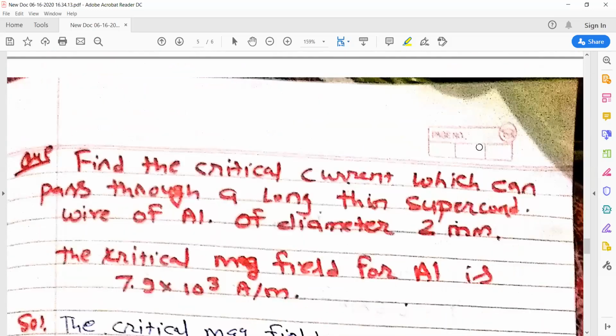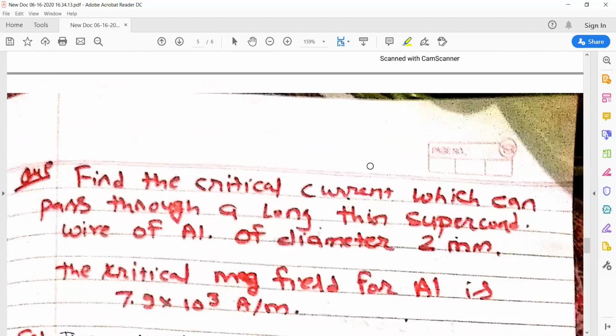Okay, the next question is: find the critical current. I think it can be understood by all the students.